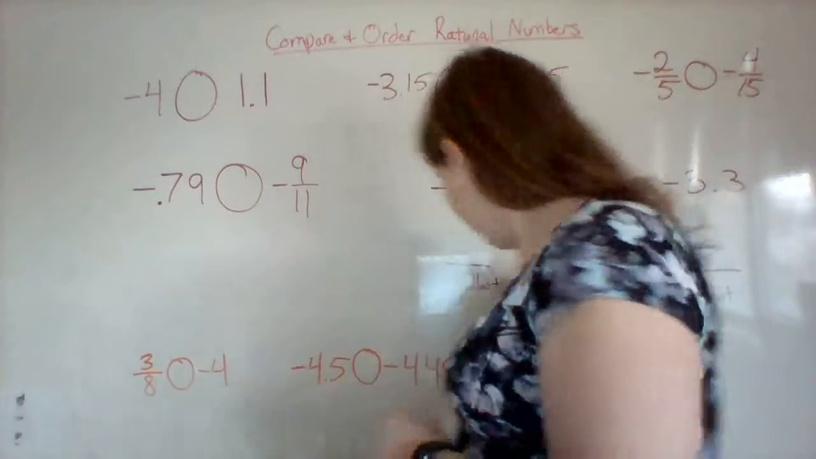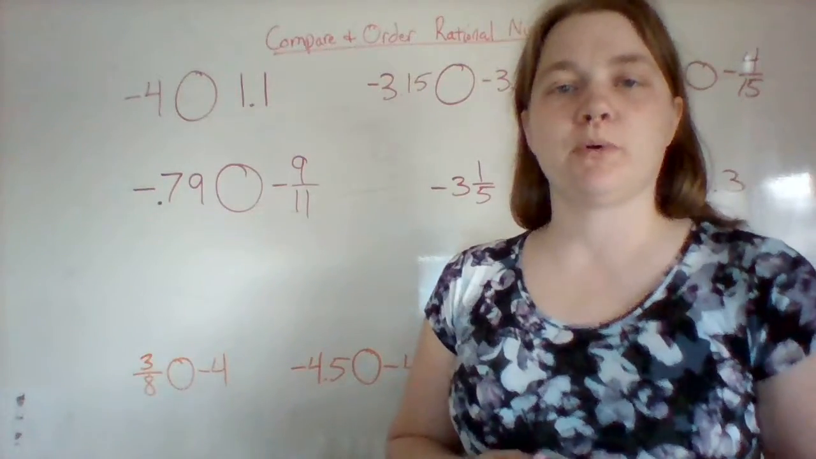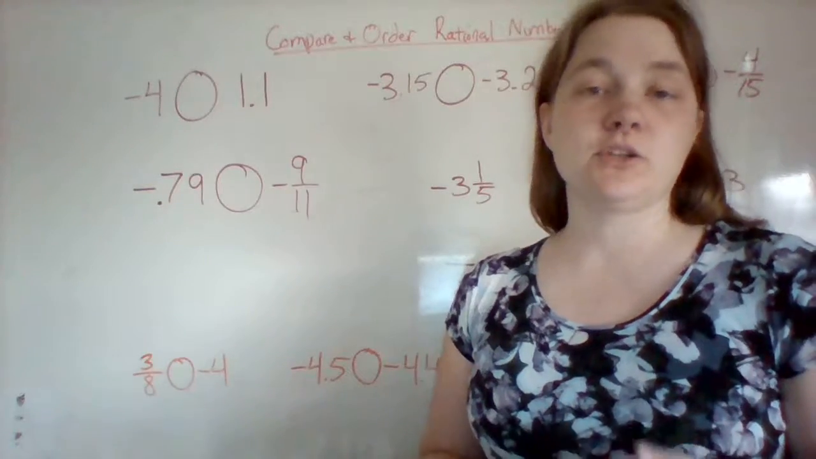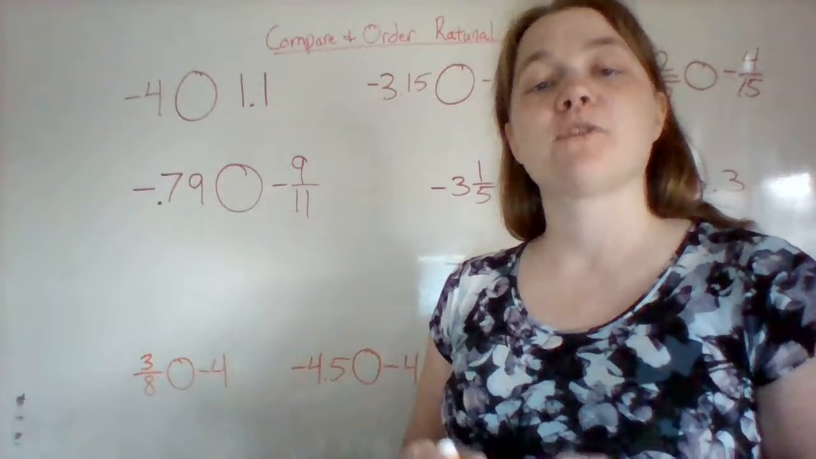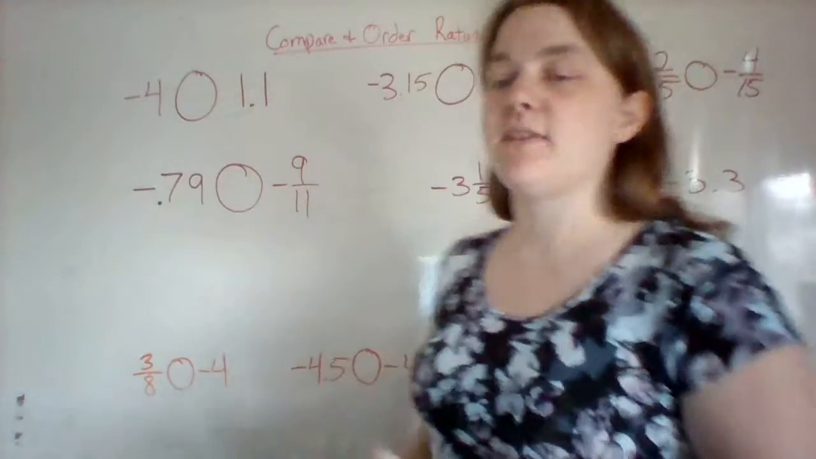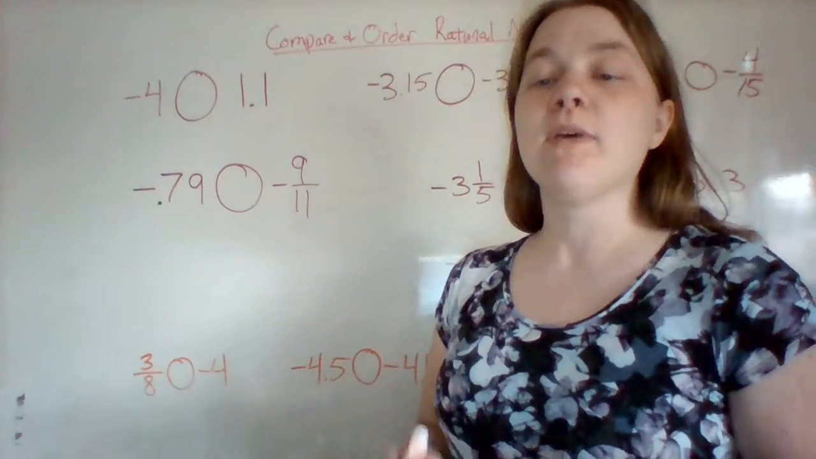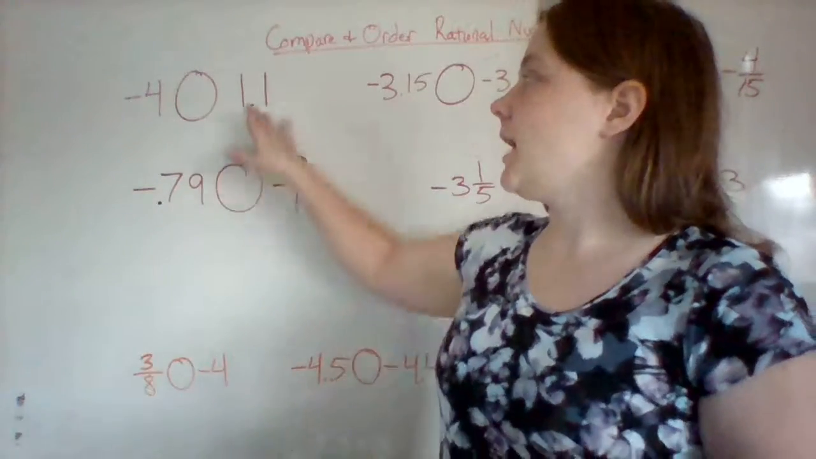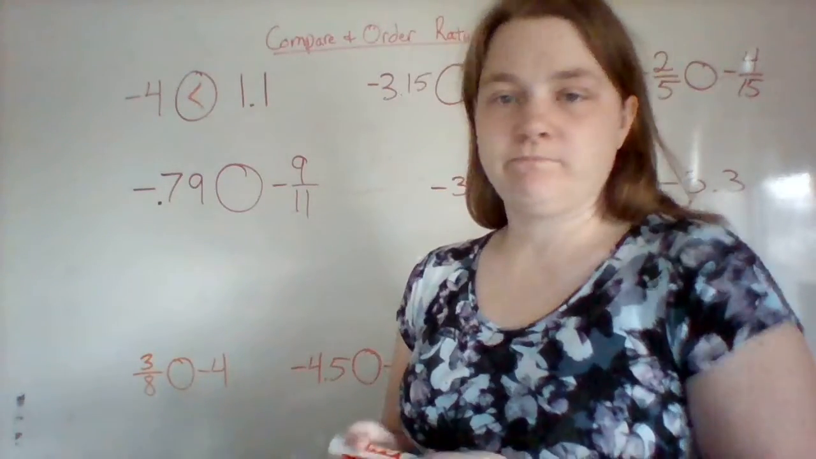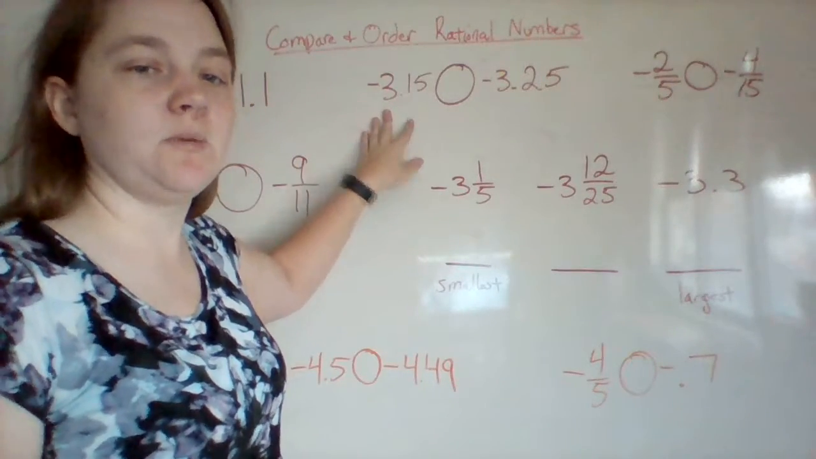So, the first thing that we're going to do is we see -4 compared to 1.1. And as we know when we're comparing and ordering integers, we're going to look at the sign first and then look at the number. Because when I look at these signs, I see a negative number here and I see a positive number over here. There's no sign, which means that's positive. Which means I don't have to worry about anything. I know that the positive number is bigger. Done. Simple as that.